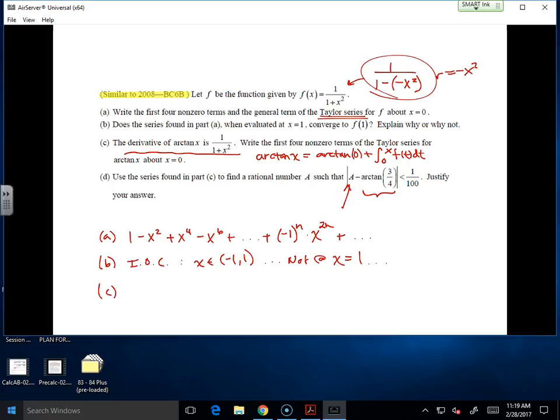Letter C. So how do we find arctan? We already said arctan of 0 is just 0, so arctan of x is equal to, integrate term by term, the integral of 1 is x, the integral of x squared is 1/3 x cubed, the integral of x to the 4th is 1/5 x to the 5th, the integral of x to the 6th is 1/7 x to the 7th. It just says the first 4, not the general. Since it says the first 4, I need to put estimating squiggly lines, right? So R10 is about that, right?